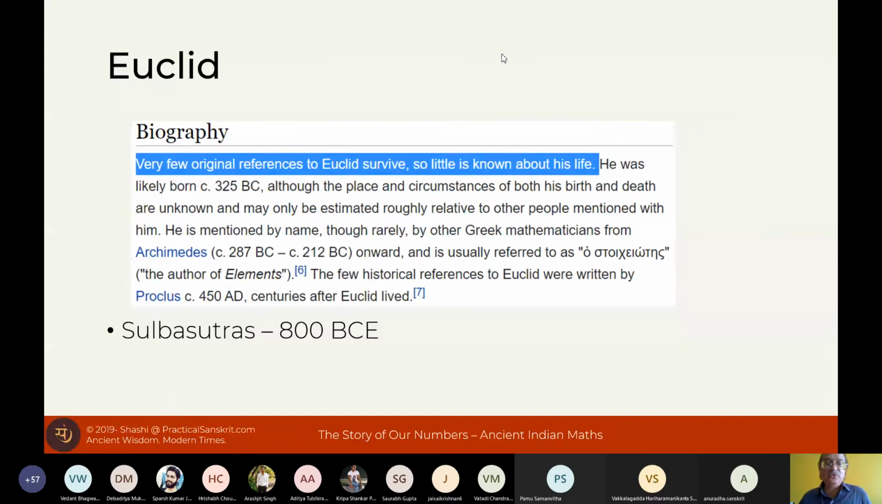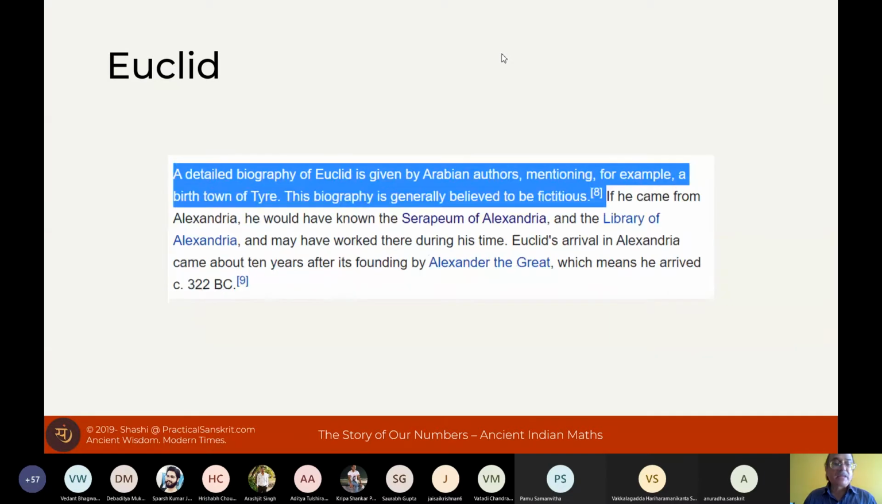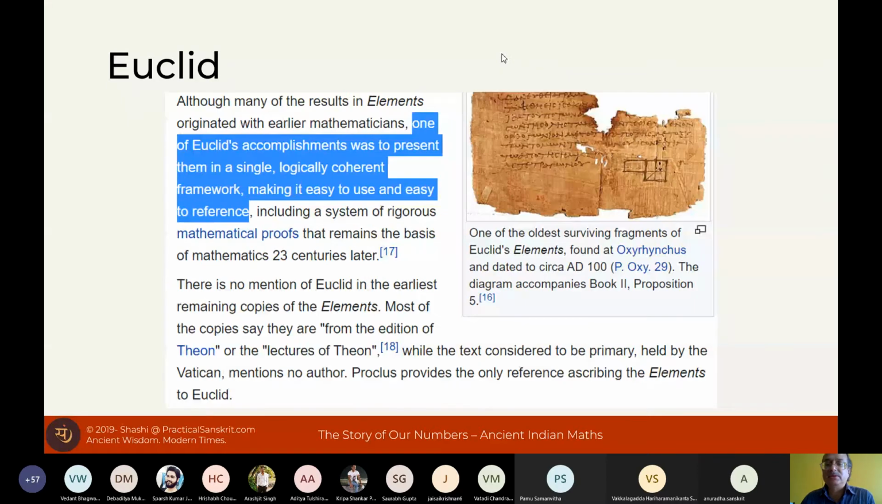About Euclid, very few original references survive, so little is known about his life. Right? And he is supposed to be around 300 BCE, whereas Sulbasutra is 800 BCE by Bodha, and we'll see that one. A detailed biography of Euclid is given by Arabian authors, not even Roman, mentioning, for example, a birth town of Tyre. This biography is generally believed to be fictitious. So there goes our rock solid historical knowledge about Pythagoras and Euclid.